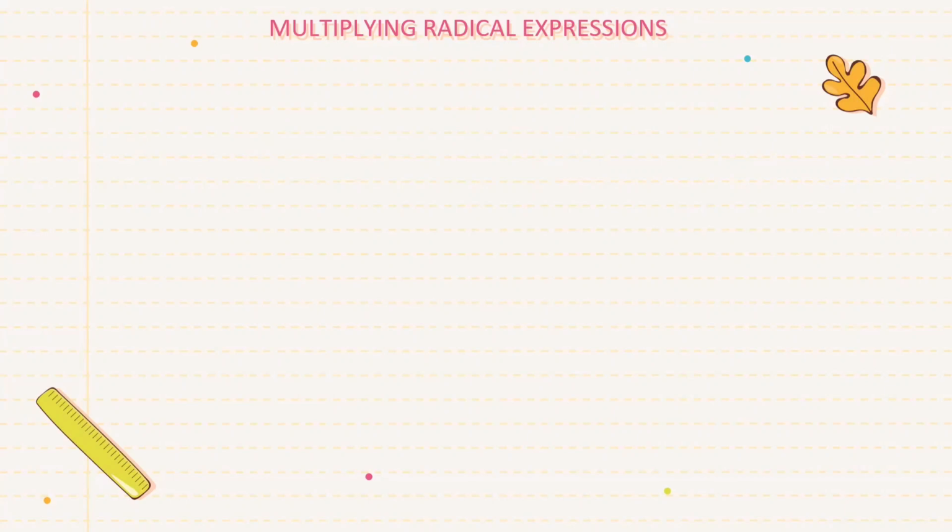So let's try example number 1. The square root of 7 times the square root of 3. Di ba sabi natin, pag nag-multiply tayo ng radical expressions, we are going to multiply the radicands. And ang radicands natin for this example is 7 and 3. So we can rewrite this as the square root of 7 times 3. So 7 times 3 is equal to 21. Our final answer is square root of 21.